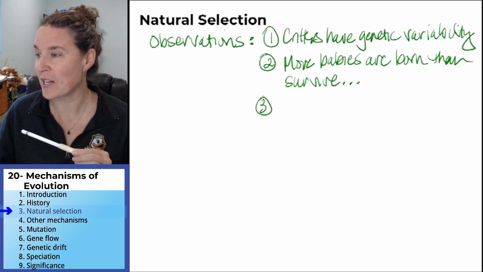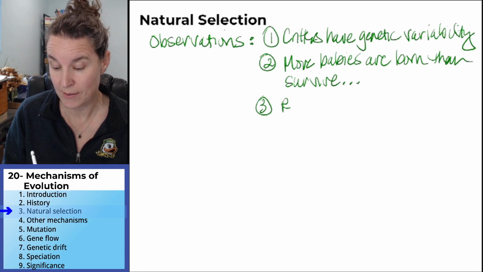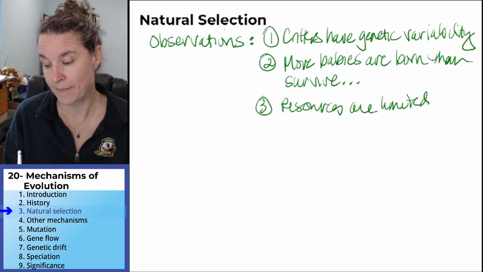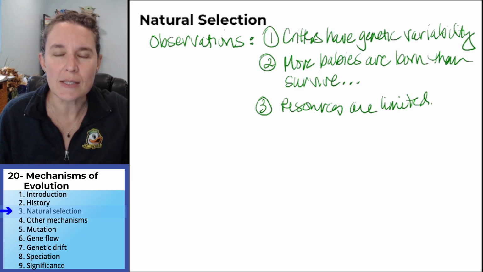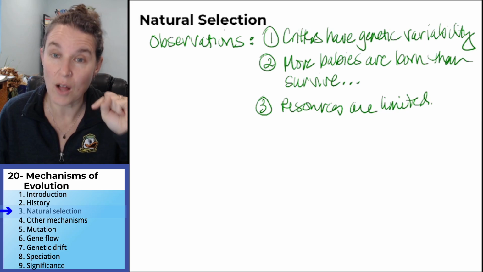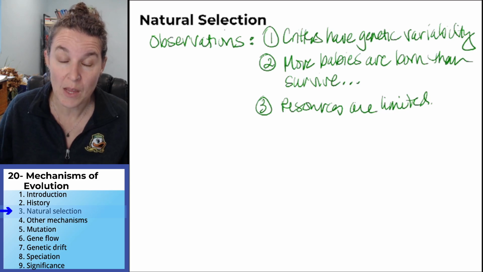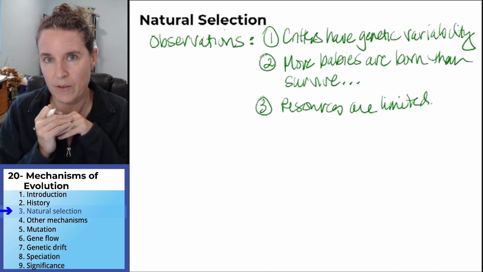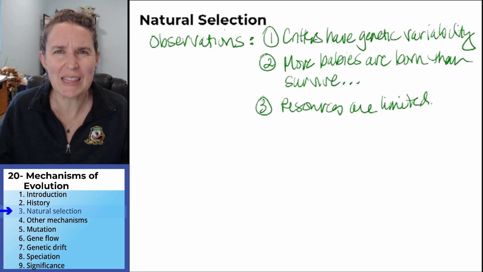Our third observation is that resources are limited. Oh my gosh. Okay, so now we have millions of babies out there, and there isn't enough food for all of them, and there isn't enough space for all of them. There's not enough resources for all of them to survive. Right? We can't really debate that.